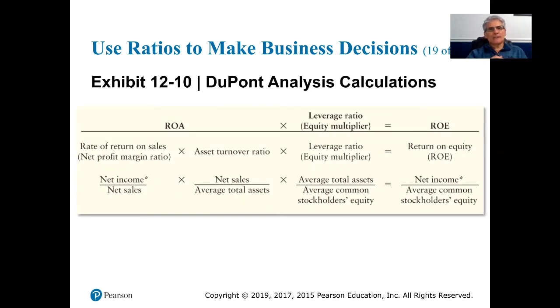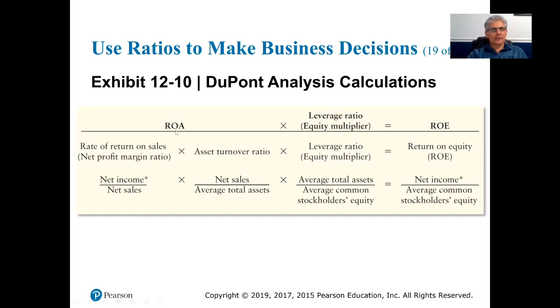The DuPont analysis takes a lot of different ratios and brings them all together. So we'll look at this, but we're actually going to do the computations for each one of these anyway. ROA, return on assets, times the leverage ratio, which is also referred to as the equity multiplier, is equal to ROE. Now, the DuPont analysis demonstrates how all of these ratios can relate with one another.